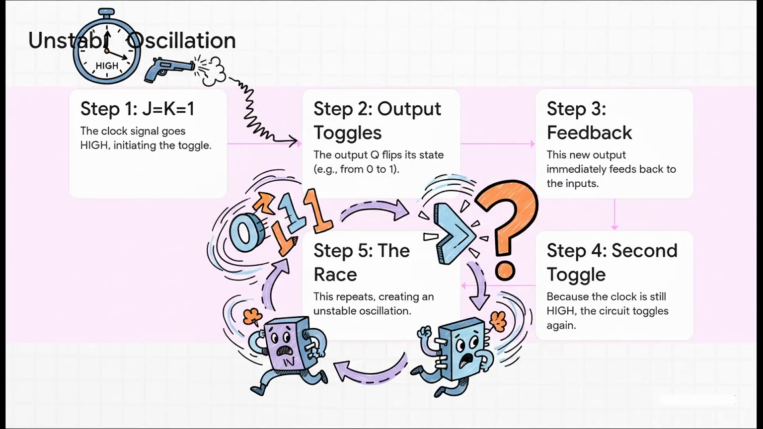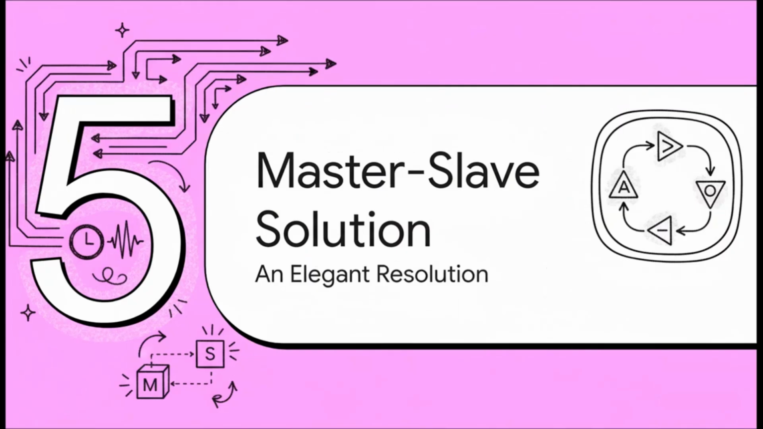The clock signal goes high. That's like the starting pistol for the toggle command. The output flips. But here's the catch. The clock is still high. So that new output immediately races back to the start and tells the circuit to flip again. The circuit is literally chasing its own tail, creating this super fast oscillation that makes the final output a total mystery. So how on earth do you stop this frantic race?